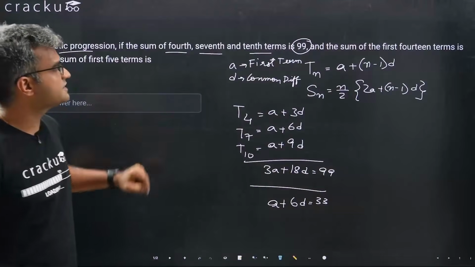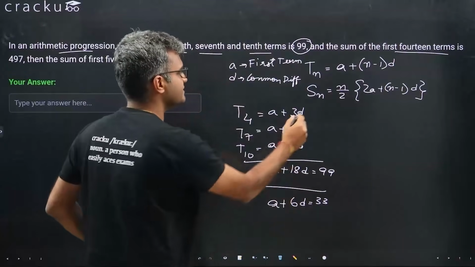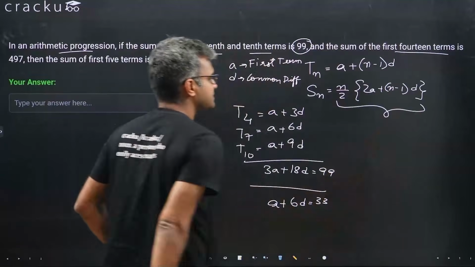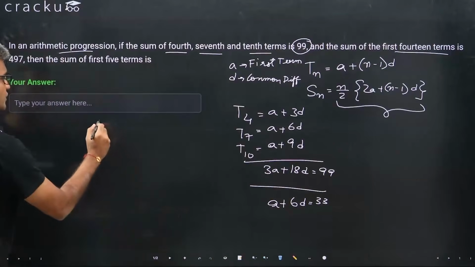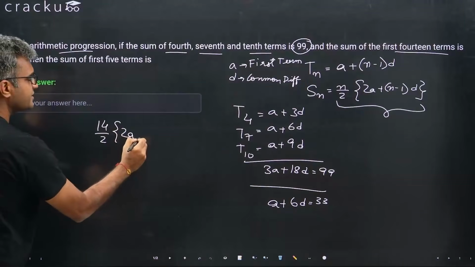We are also told that the sum of the first 14 terms. What is the sum of the first 14 terms? We will use this particular formula. The sum of the first 14 terms will be 14 by 2 into 2A plus 13D.